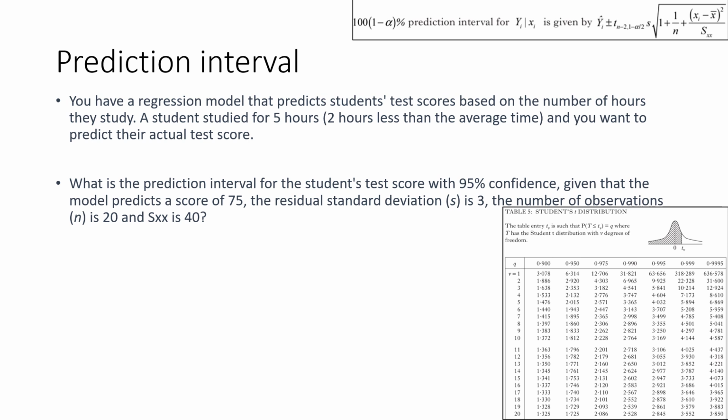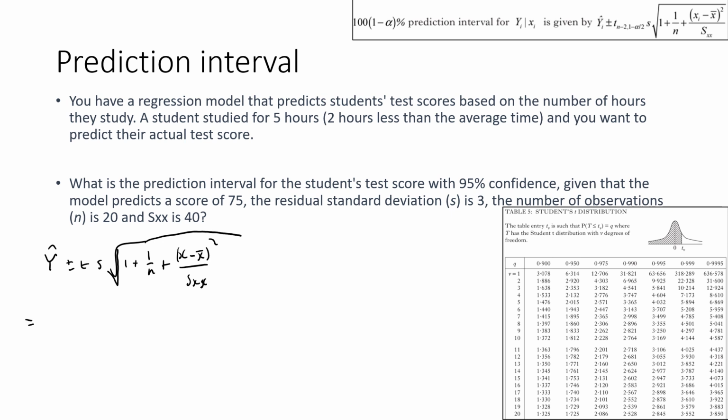So the first thing I would do here is write out the whole equation, which is y bar plus or minus t s square root of 1 plus 1 over n plus (x minus x bar) squared over SXX. And then I would fill this in one by one.